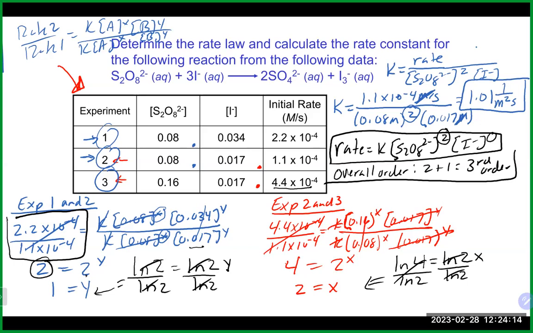To solve for the rate constant, is that what you're asking? You can choose any of the experiments you want. They all should ideally come out the same.